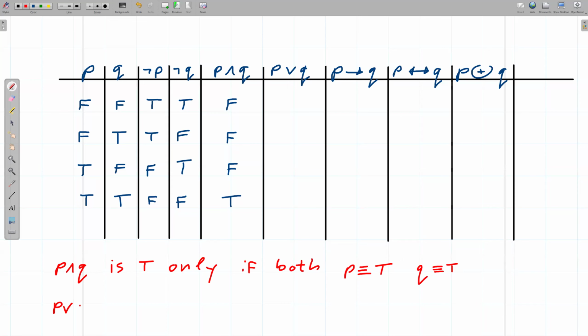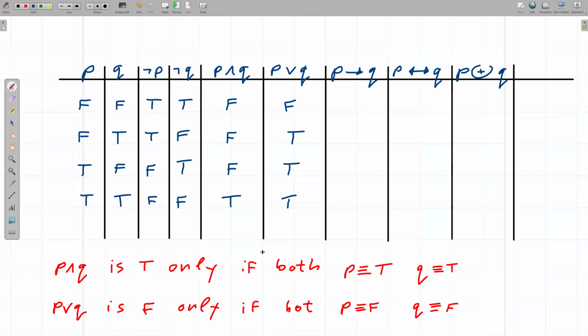What about P or Q? P or Q is false only if both P and Q are false. So P or Q will be false only here, in the first case. If P is false and Q is true, then P or Q gets a truth value of true, because one of them is true. Also in all the other cases.